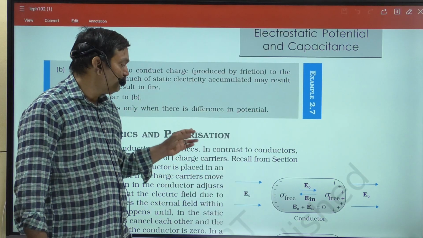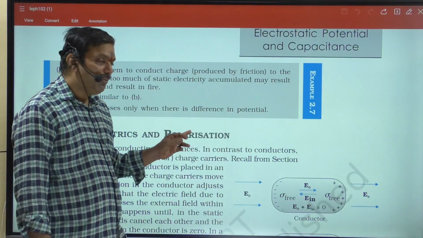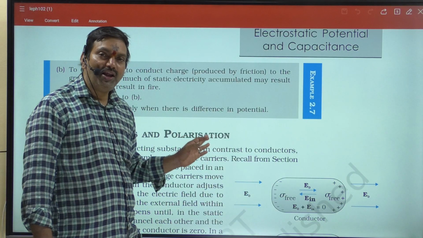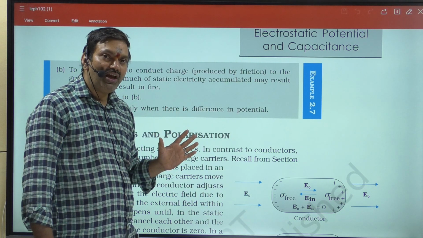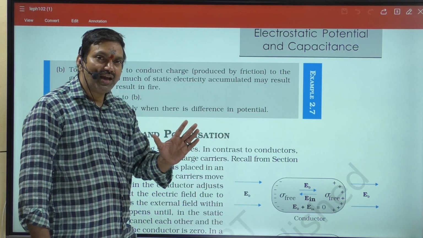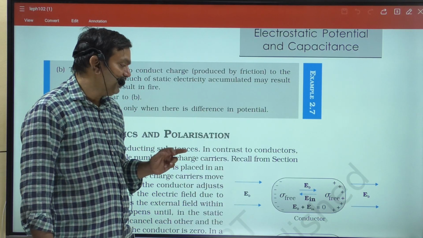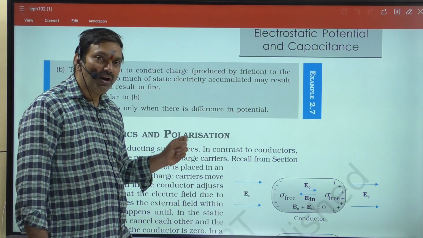So you must learn what exactly is meant by polarization. Where is the application? I am telling you, if you want to see a favorite channel in a newly installed satellite TV connection, say Tata Sky or Dish TV, what you need to do is give inputs like polarization.